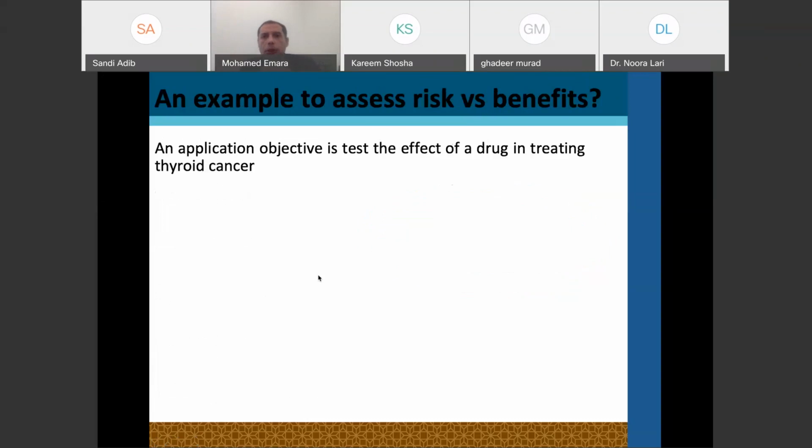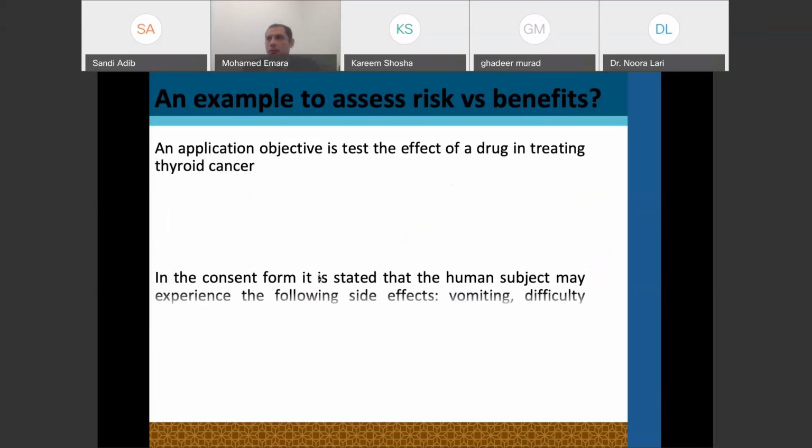Let me walk you through this with an example. Consider yourself now an IRB member, and please assess this application, which I'm going to give you a hint about. An application whose objective is to test a drug in treating thyroid cancer. Great. That's a great objective, and hopefully you're going to get a great benefit from it. But let's see the rest.